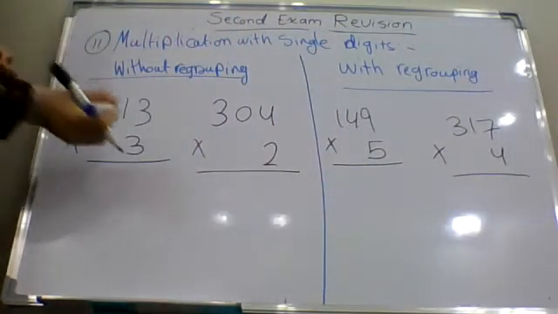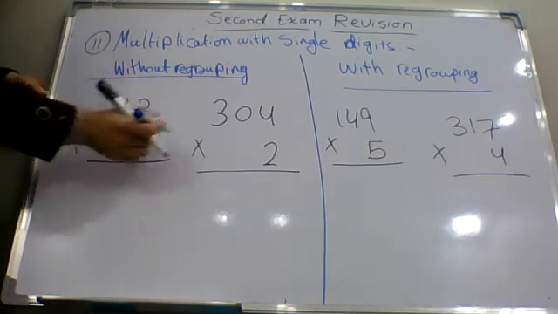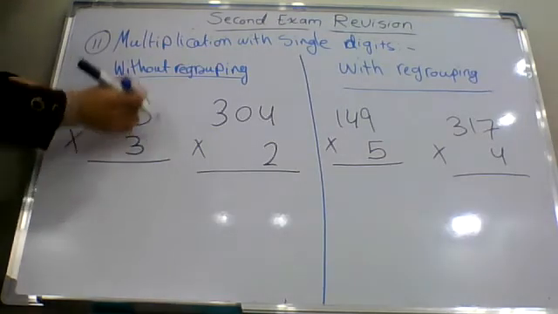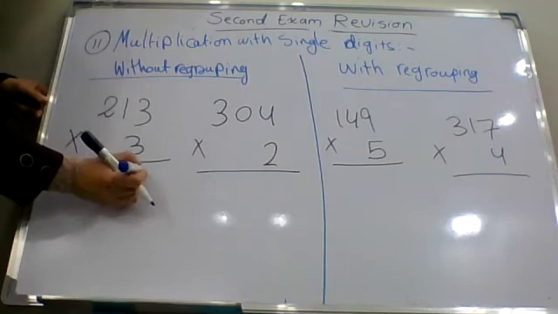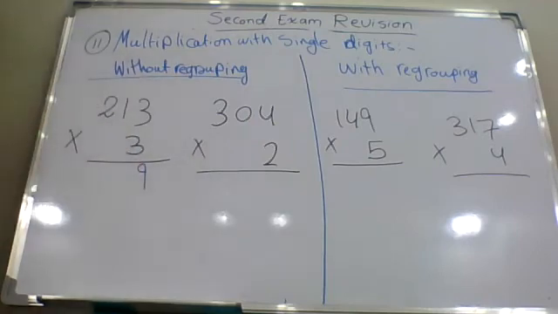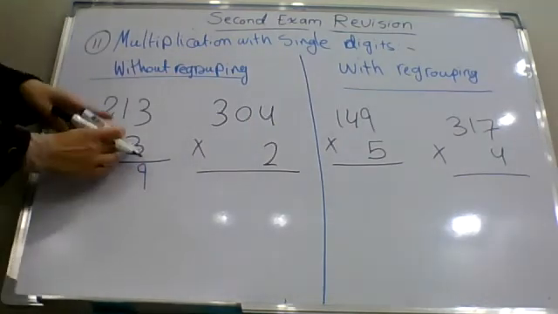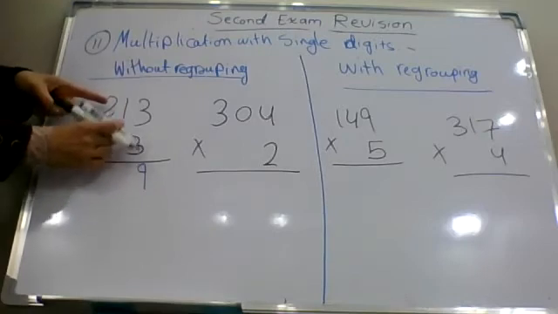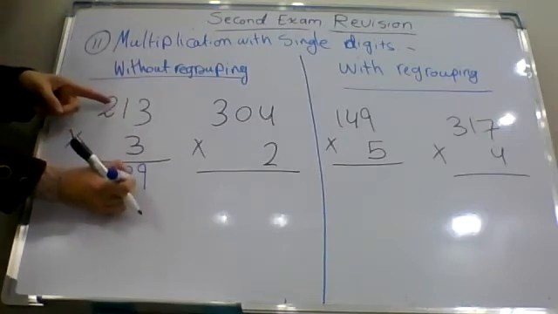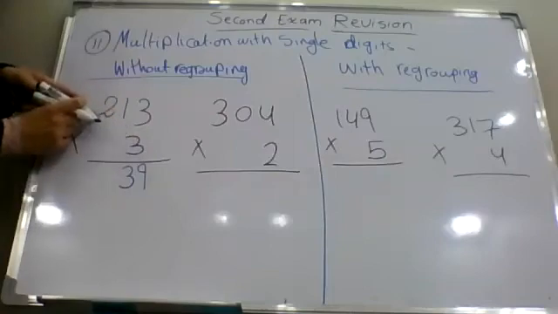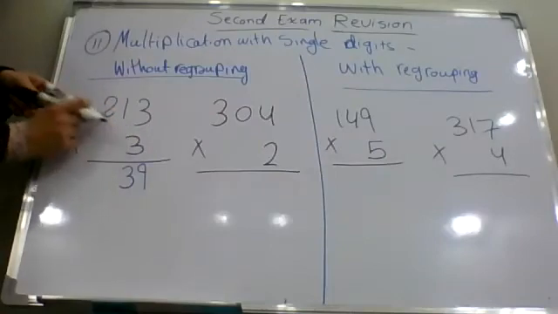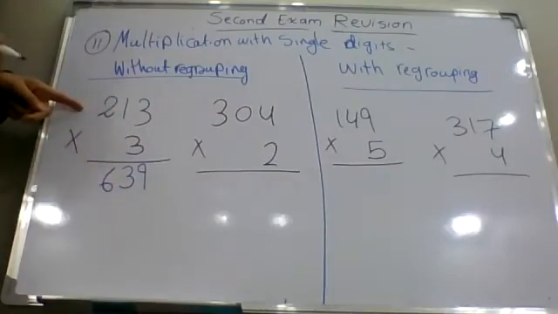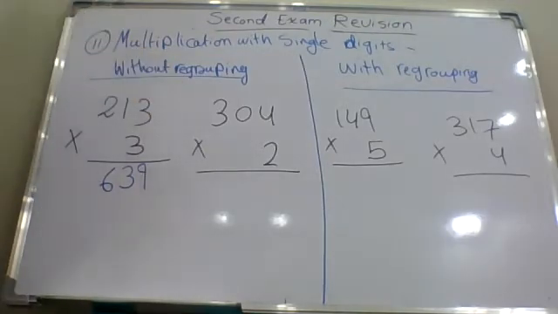As usual, we start multiplying ones with the ones first. 3 times 3 equals 9. I write it under the 3, so I write over here 9. Then I multiply it with the tens place. 3 times 1 equals 3. Then I multiply it with the hundreds place. 3 times 2 equals 6. So this is the first one. The second one.